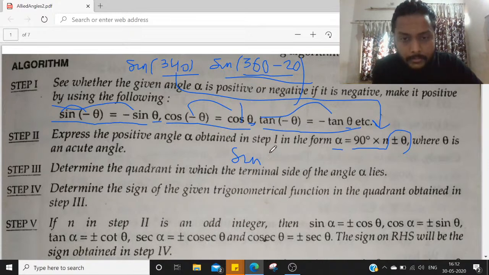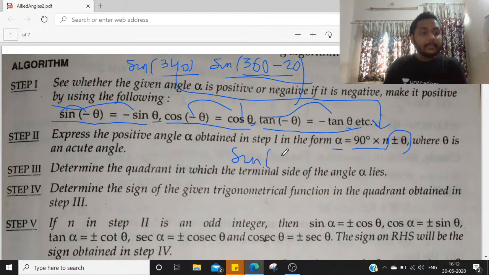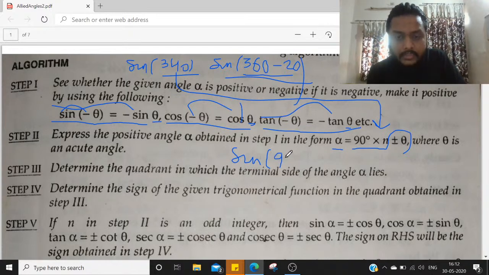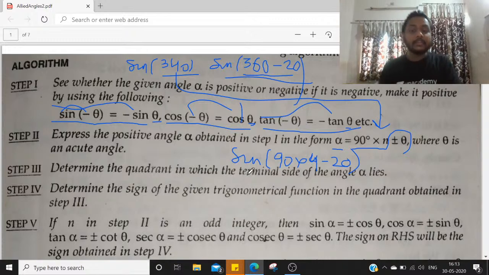देखो, मैं इसको सिंपली लिखूंगा sin of what? Sin of 90 times n plus minus theta. So either I can write it in this way, sin of 90 times what? 90 times 4. Are we clear with this, guys? Minus 20. How many of you are clear with this? किस किस को ये बात clear है? आप या तो लिख सकते हो sine of 90 times 4, this is 4, guys, either you can write sine of 90 into 4 minus 20. This is one way of writing it.